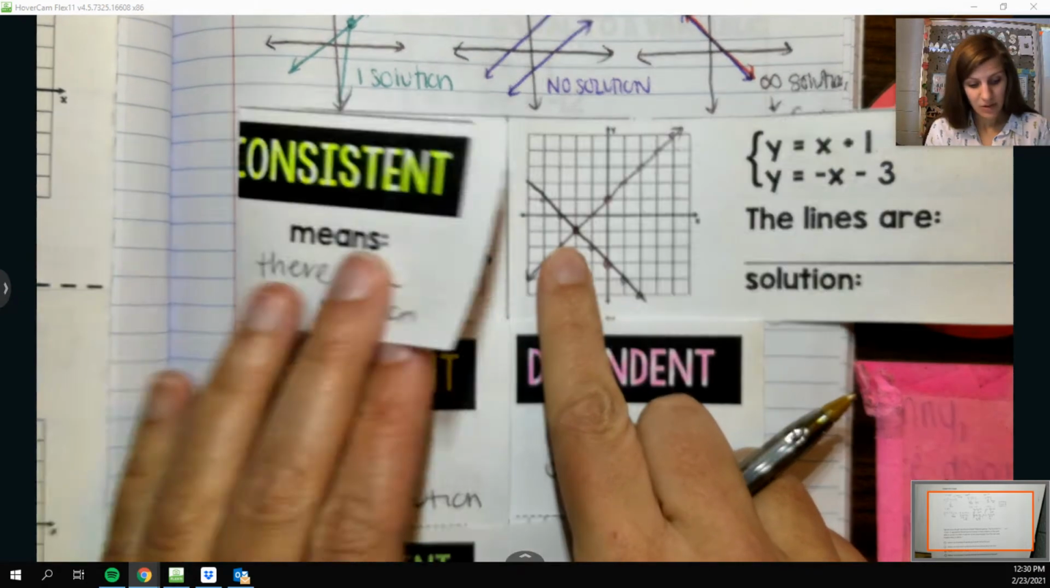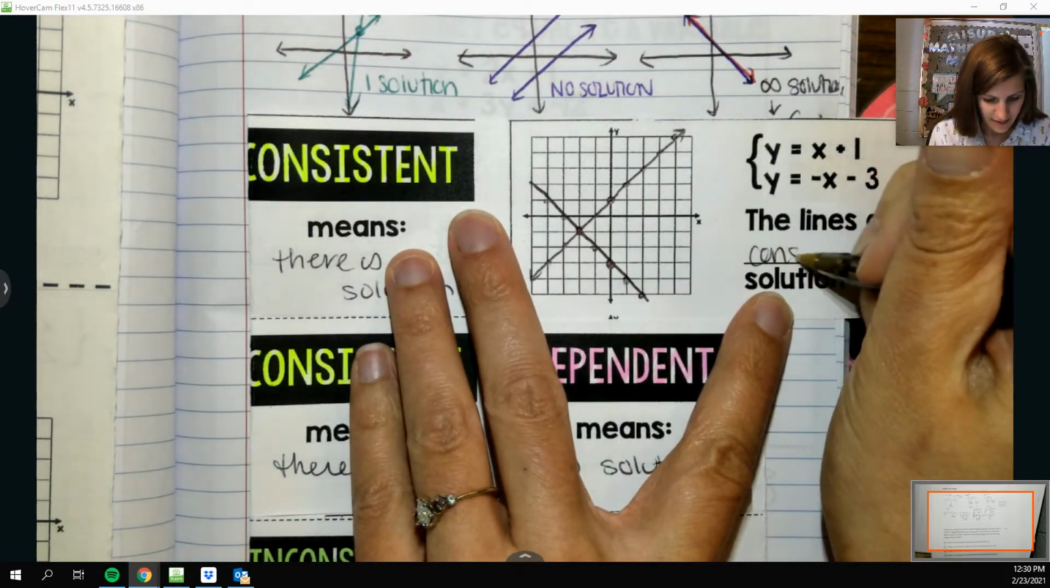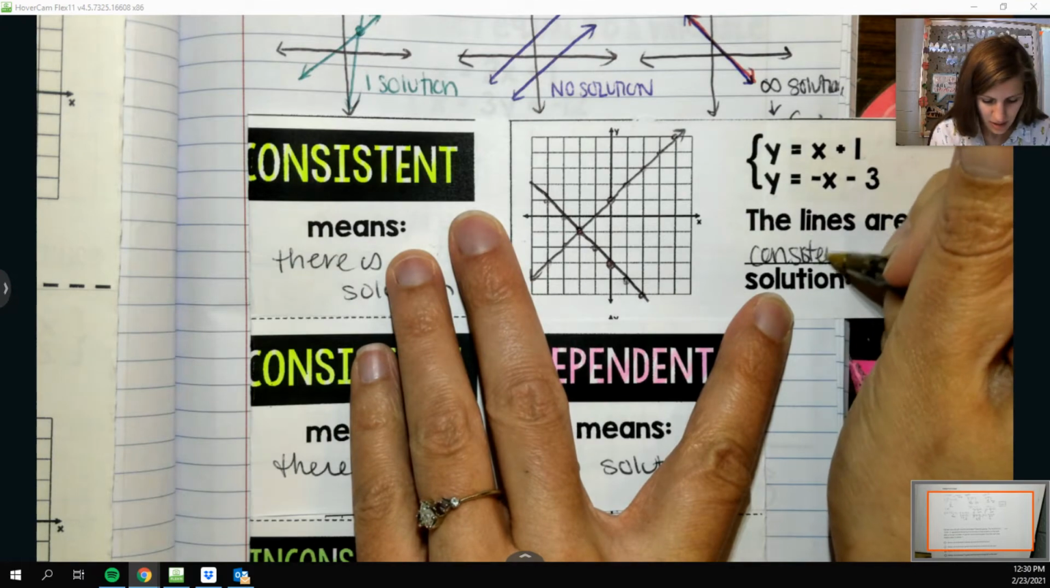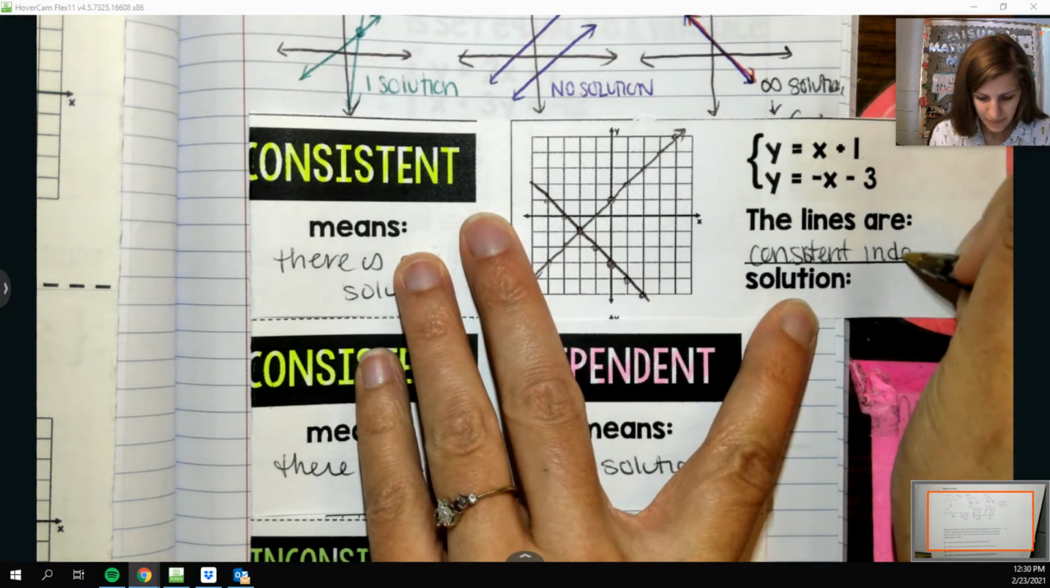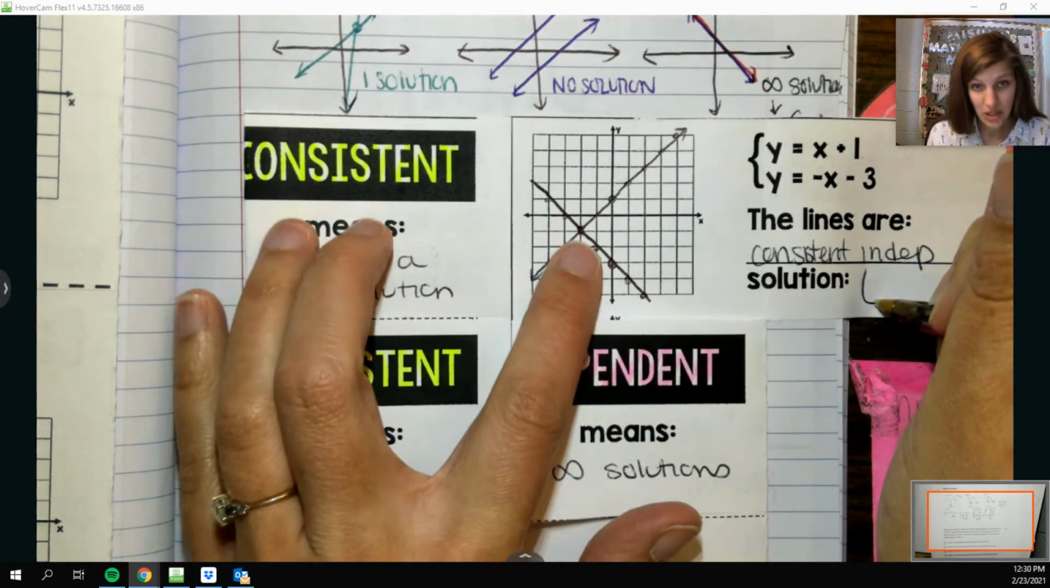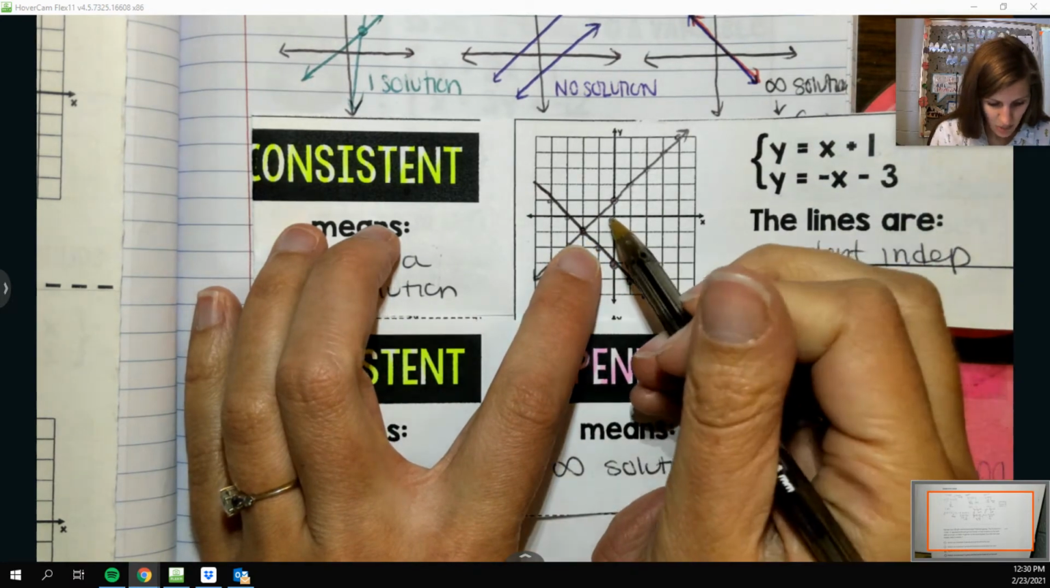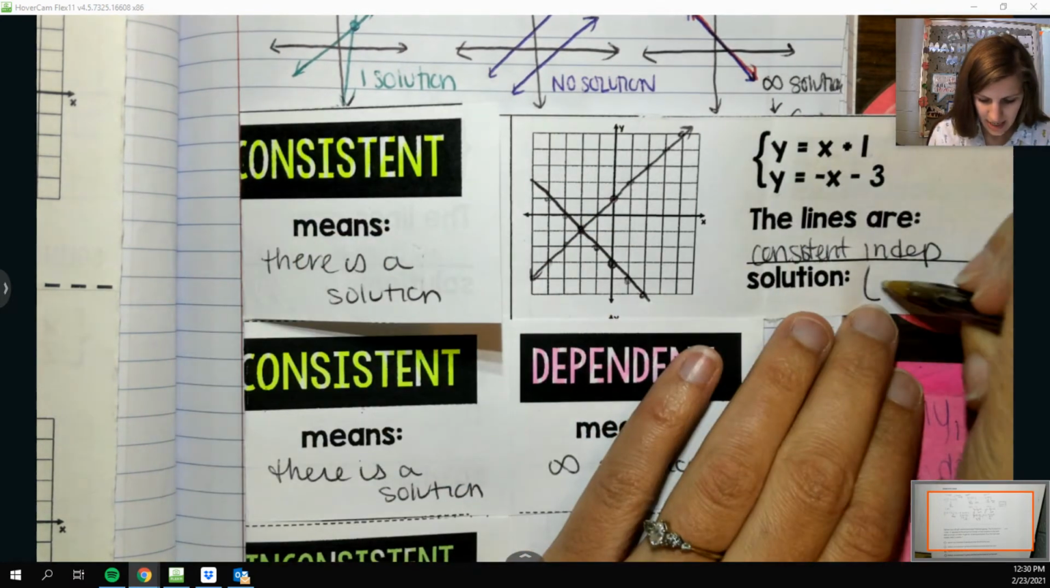So because I have one solution, it is consistent. Oh my gosh, I can't spell. Independent. And your solution is right where they touch each other, which at x comma y is -2 comma -1.